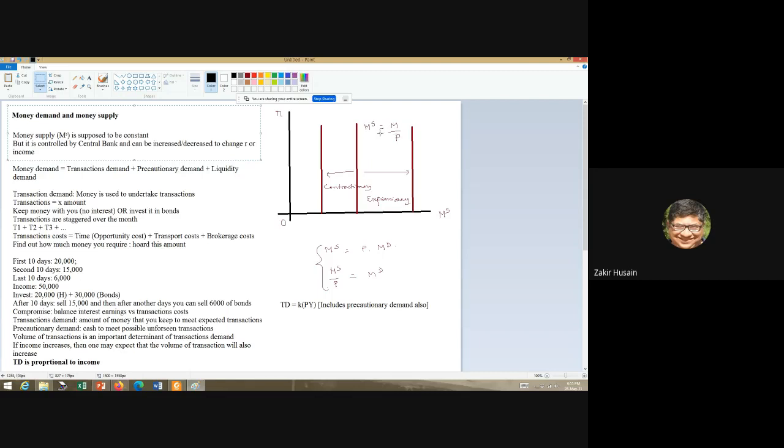This is simply the stock of money. I have not brought money demand so far into the picture.